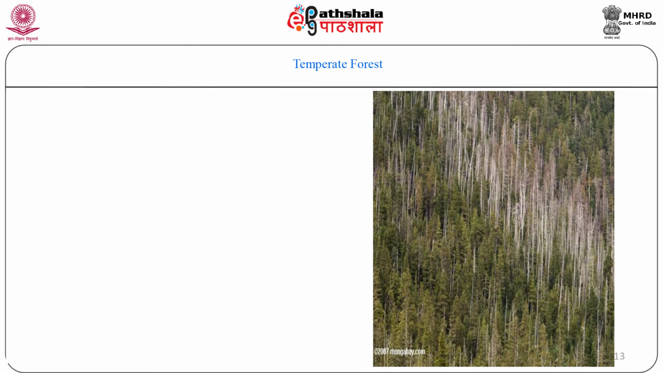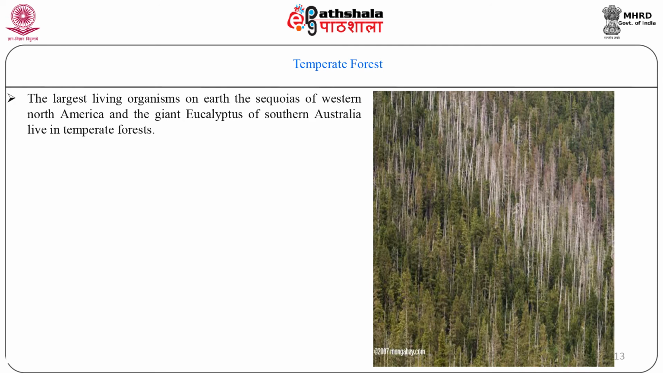Temperate forests. Forest ecosystems dominate the wetter regions of the temperate zone. The largest living organisms on earth, the sequoias of western North America and the giant eucalyptus of southern Australia, live in temperate forests. The deciduous forests over Europe and Asia have been cleared over centuries for agriculture. In North America, deciduous forests are still widespread. Majority of this biome lies between 40 and 50 degrees of the equator.